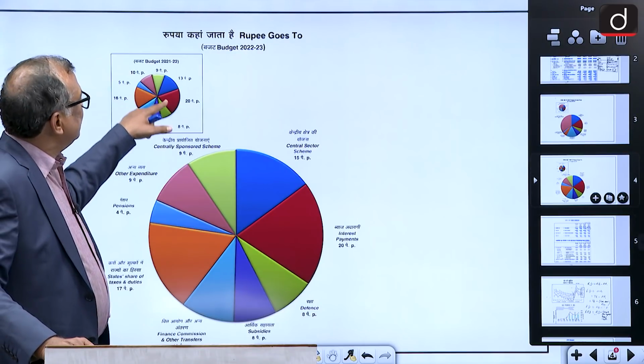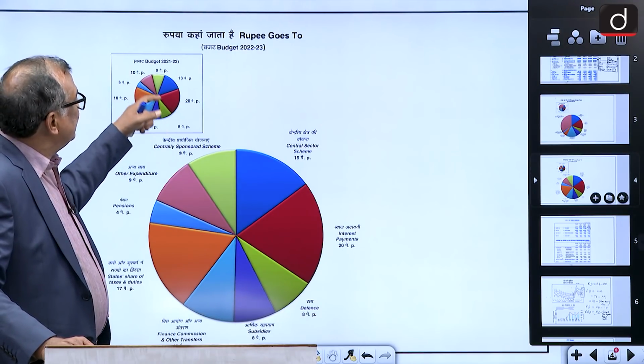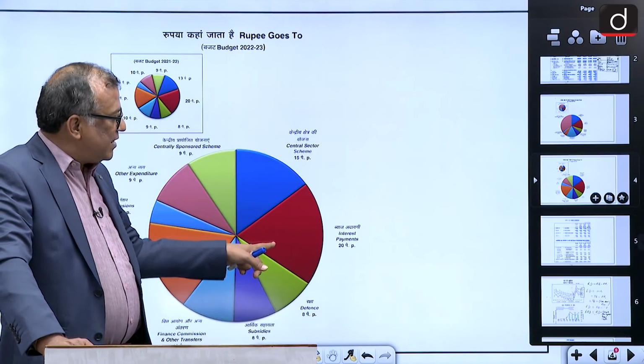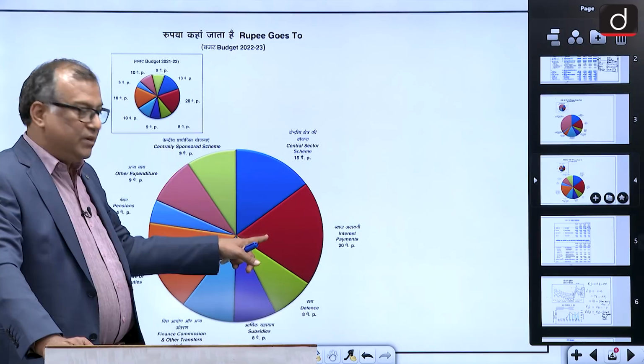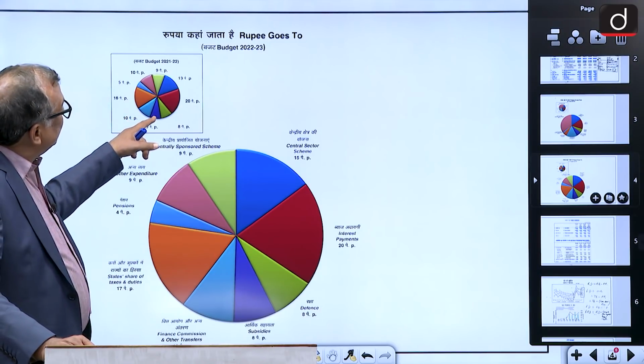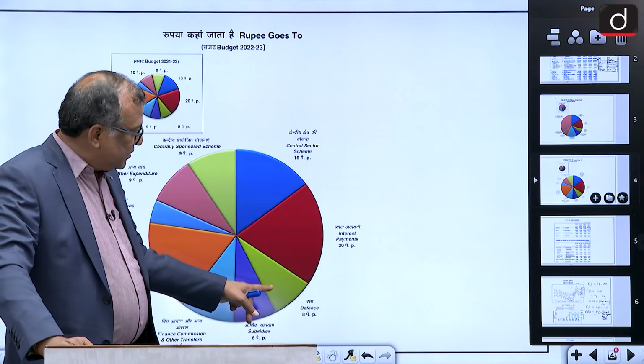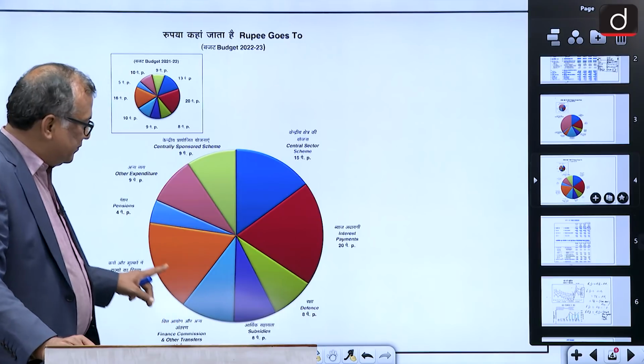Current year 21-22, 20 paise, that is 20% was spent on interest. This year again 20% going to be spent on interest. In the current year 8 paise, 8% was spent on defense, 8% on defense this year also.